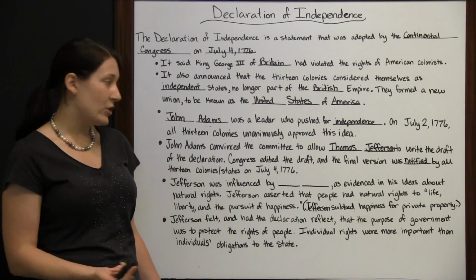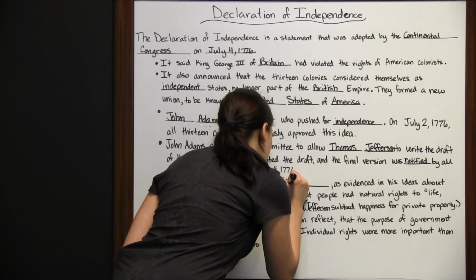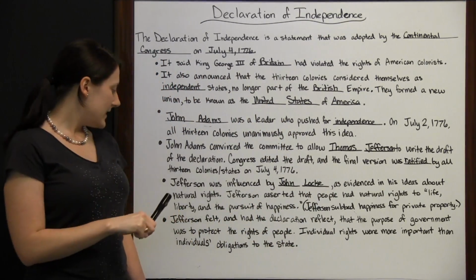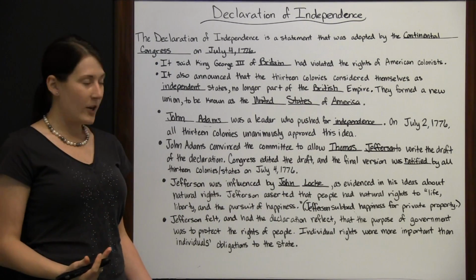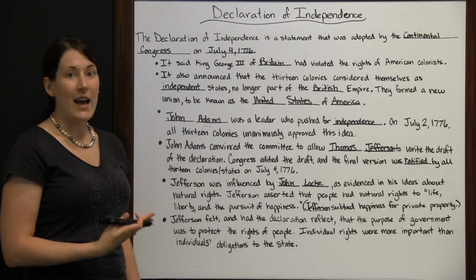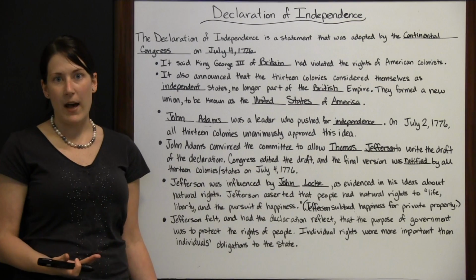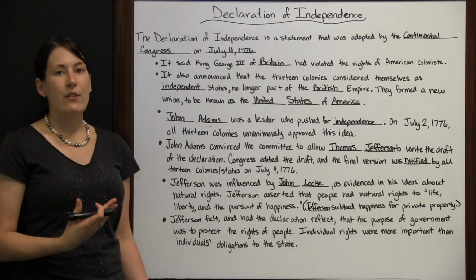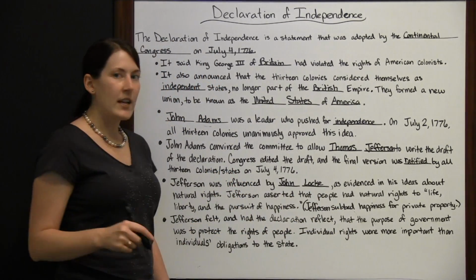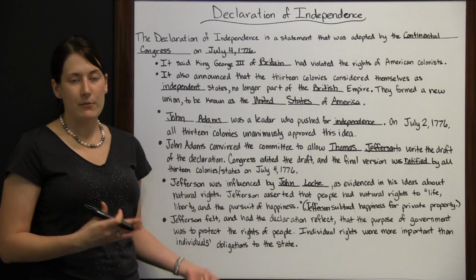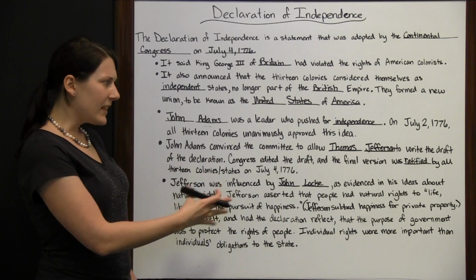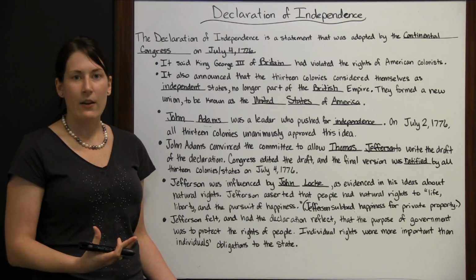Now, Jefferson was influenced by John Locke, who was a 17th century writer, and this was evidenced in his ideas about natural rights. John Locke had written about natural rights, and Jefferson included this in his declaration. Jefferson asserted that people had natural rights to life, liberty, and the pursuit of happiness. So John Locke had said people have the right to life, liberty, and private property. So Jefferson subbed happiness for private property. While, of course, I'm sure he still meant that people could have private property, he put it in a little bit broader terms. Everyone is entitled to life.